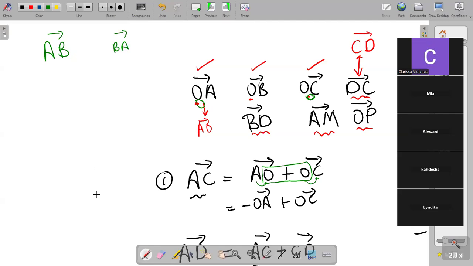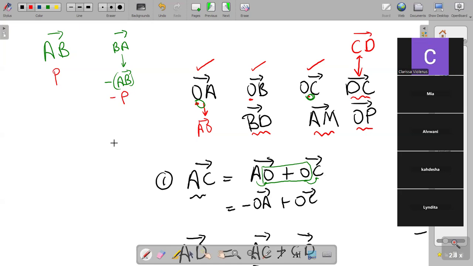Everybody, let's go. Is it possible to get BA? Yes. Because AB is positive because it's going in this direction. So that means that BA is the same exact thing as AB, except it's going to be what? Negative. Everybody with me? So if AB is P, that means BA would be what? Negative P.